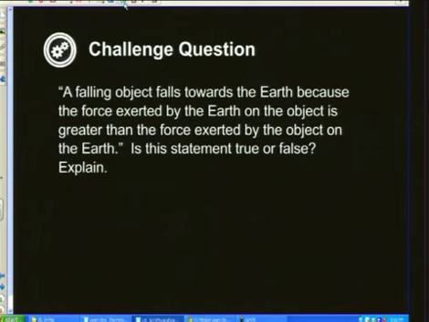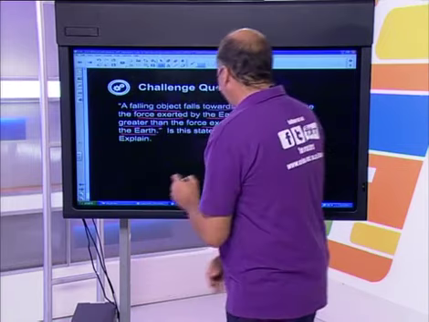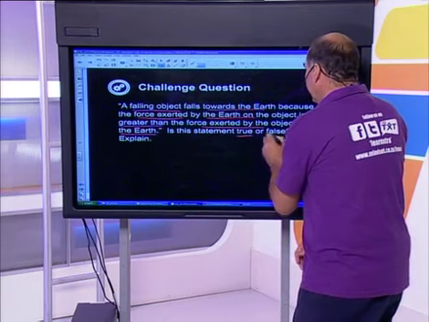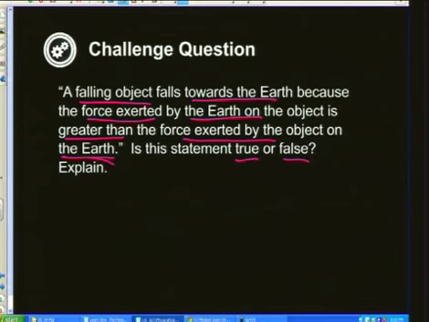So the first thing you've got to recognize, it's a statement that it's saying to us: a falling object falls towards the earth because the force exerted by the earth on the object is greater than the force exerted by the object on the earth. So that's a statement that somebody's made. What you've got to decide is, is the statement true or false? And then very importantly, you've got to explain it. So it's not good enough just saying true or false.